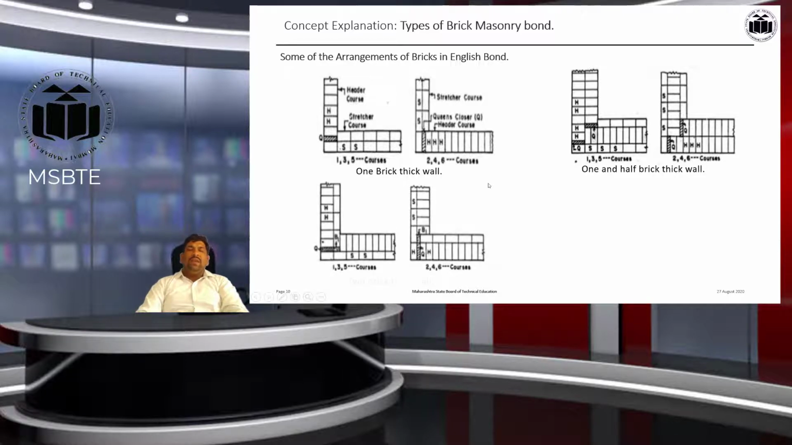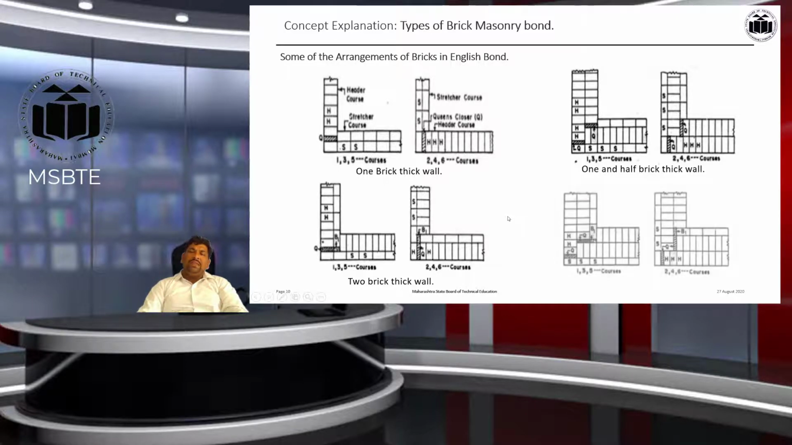Then if you are going for a 2 brick thick wall, the arrangement of headers and stretchers could be like this. You are supposed to provide queen closers over here in the odd courses, and for even courses the arrangement of the bricks will be something like this, and the queens will be on these portions.